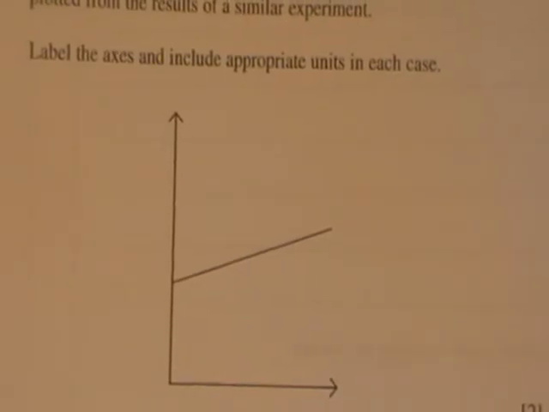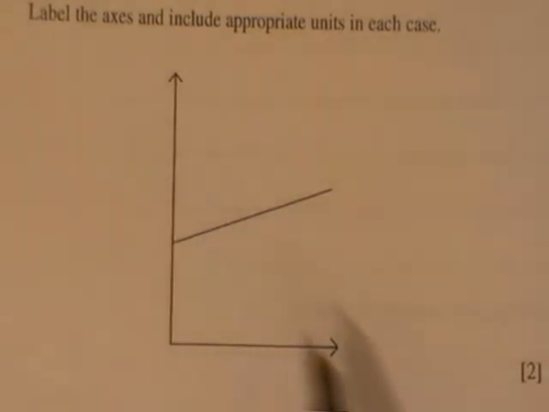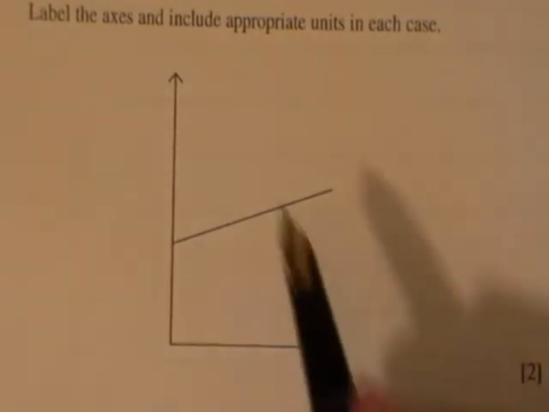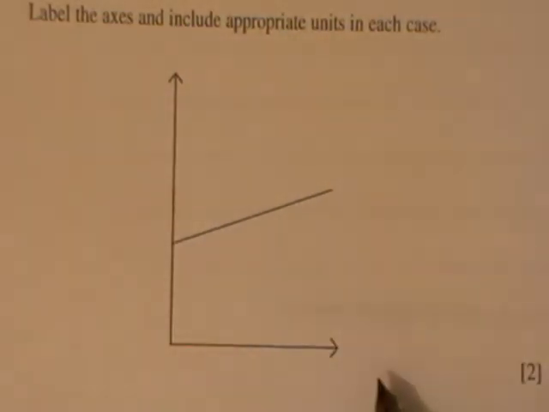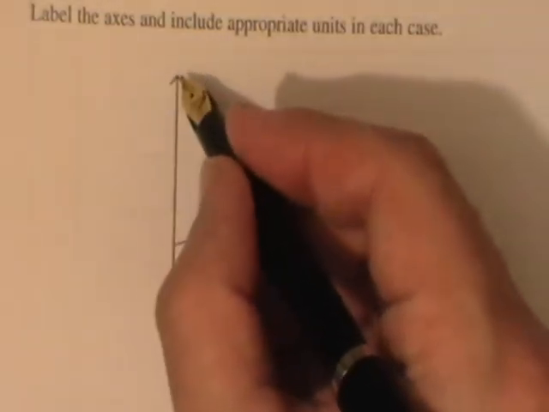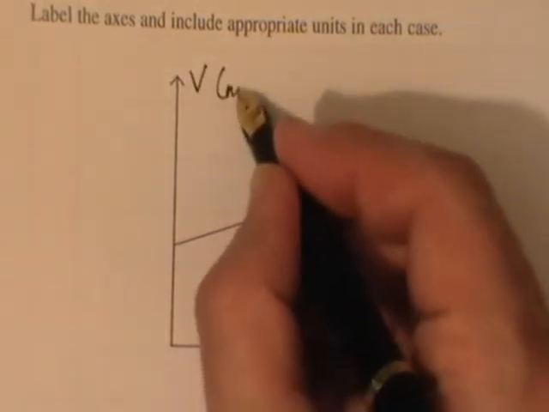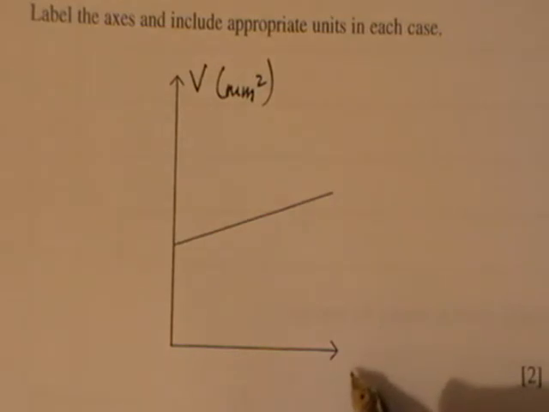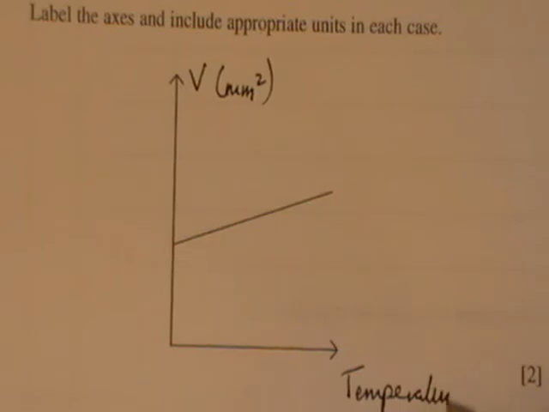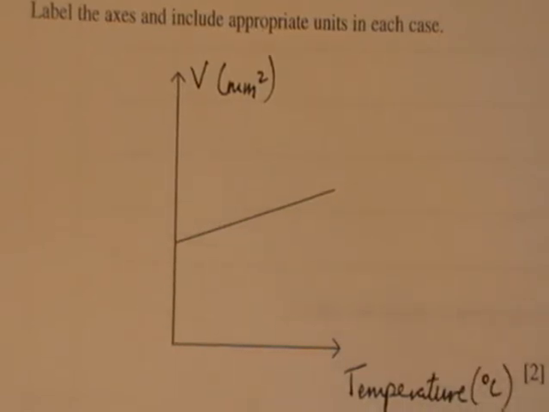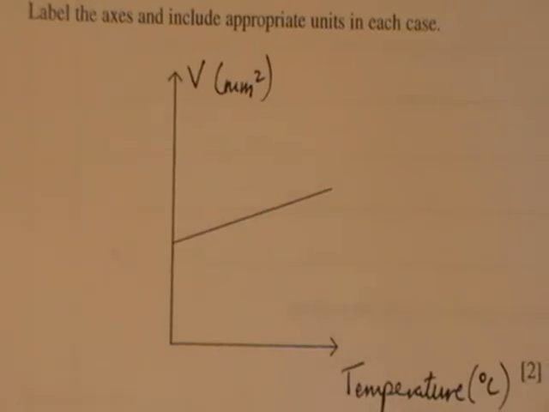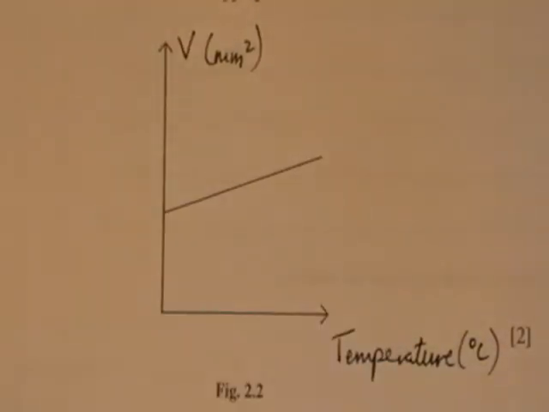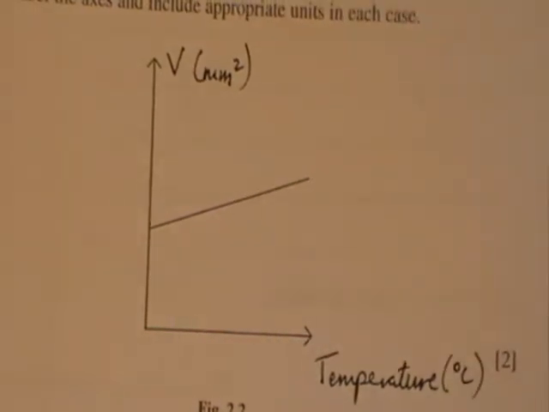Label the axes and include appropriate units. So this is the graph, temperature and volume were plotted, but we need to be very careful here because volume would be proportional to the absolute temperature. So this is the volume, and that's in millimeters cubed, and this is the temperature, and that's in degrees Celsius. It's just important, this is degrees Celsius, and this is an appropriate unit, which would be millimeters cubed in that case.